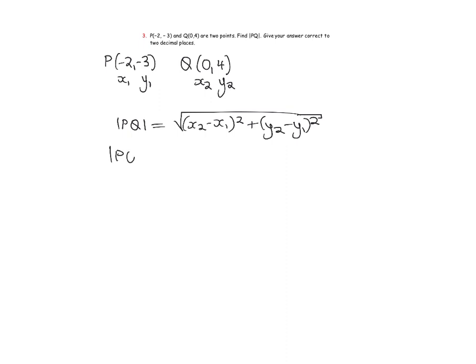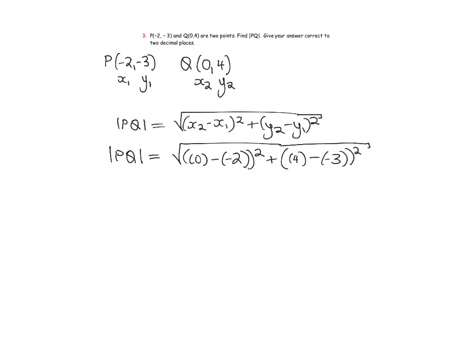So we have PQ. We have x2, which is 0, minus x1, which is -2, squared, plus y2, which is 4, minus y1, which is -3, and that's squared as well. Now again, you just pop that into your calculator, and you're going to get an answer of square root 53. Now they wanted 2 decimal places, so you just need to press the S-D or change button on your calculator, and you should get the answer of 7.28.